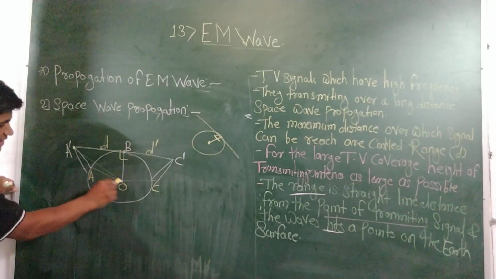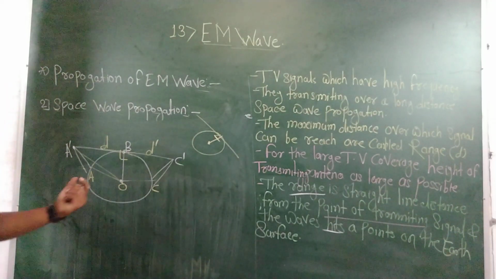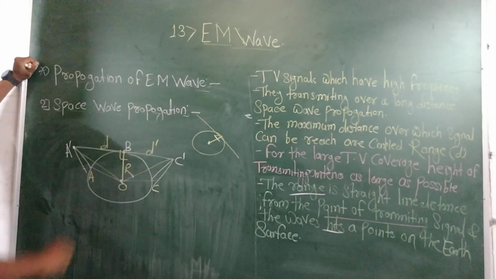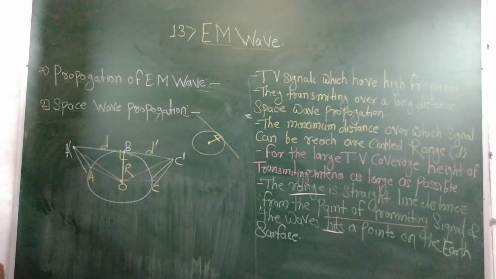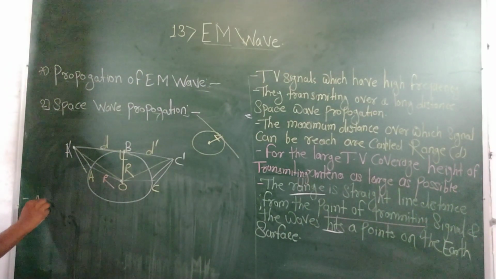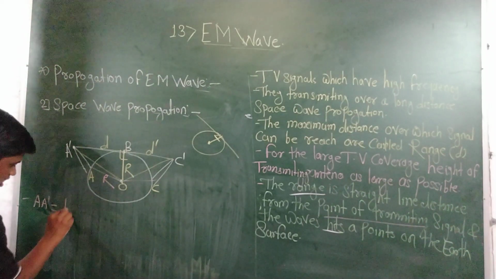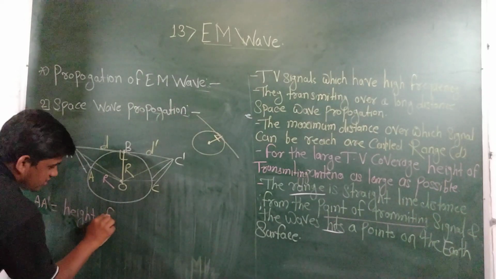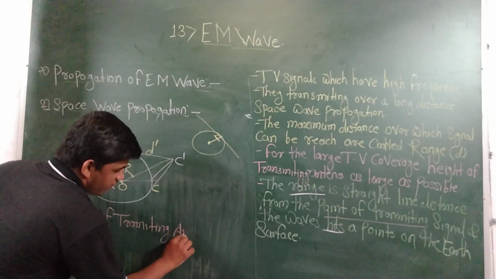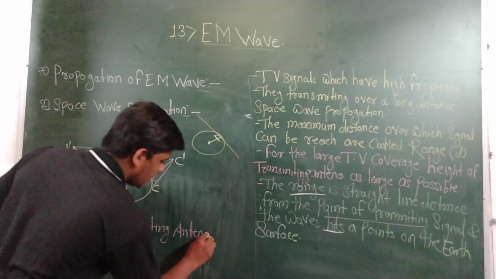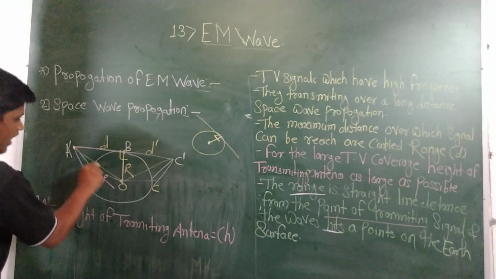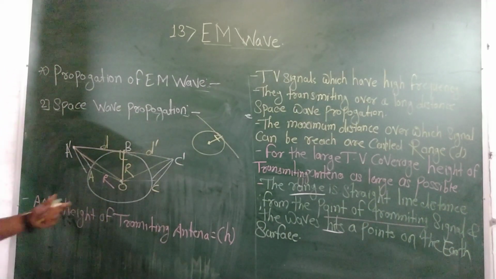Then this is the straight line distance here. The diagrammatic representation may be slightly off, this is my fault, but these are the straight lines. This is R, the radius of the earth, and this is also R. A dash A is the height of the transmitting antenna, denoted as small h. This is d, this is h, and this is R, the radius of the earth surface.